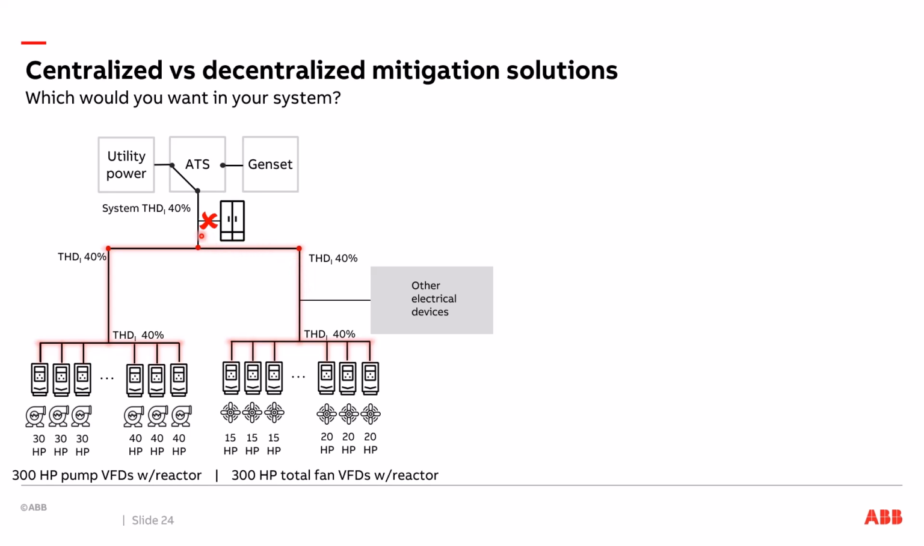And then we have the situation where if the active filter does go offline, it's being serviced, tripped offline, whatever the situation is, now your current distortion is all the way up to 40% at the utility, but that's also creating lots of voltage distortion at this transformer, and now that voltage distortion is definitely going to work its way down, and you have that bad voltage distortion going into your other electrical devices.